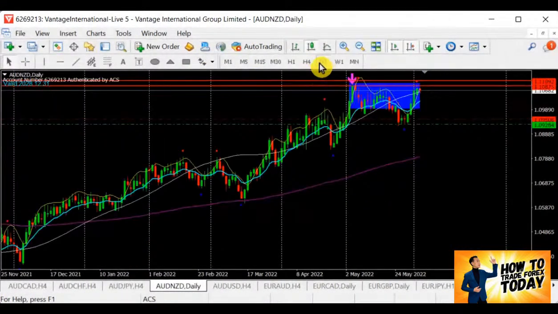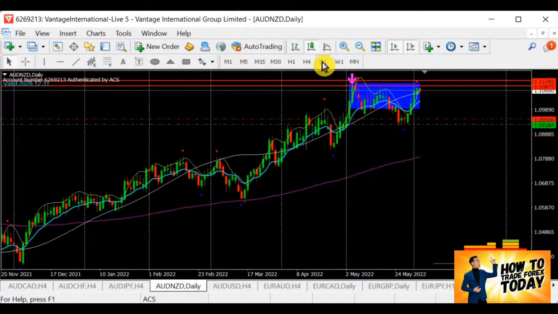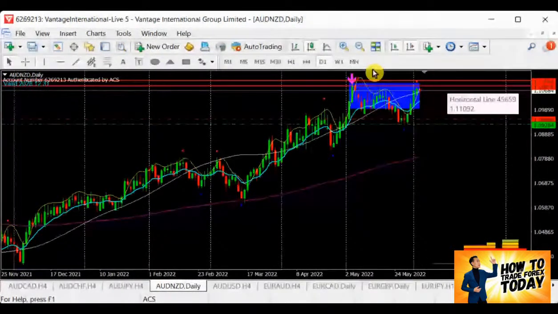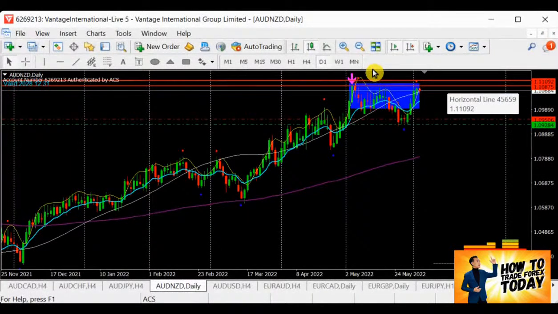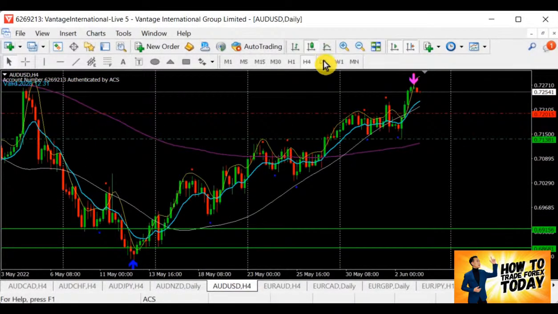All right, so Aussie Kiwi. Let's take a look at Aussie Kiwi. Over here we are still moving towards the north and still trying to test the bear zone. Is it good to buy? We are near. Is it good to sell? We do not know whether it is in selling mode, so stay away. All right.